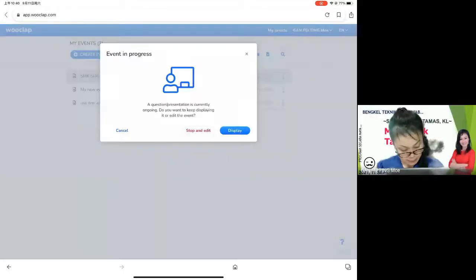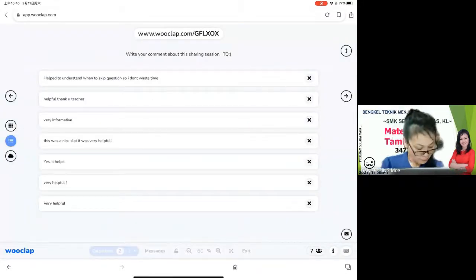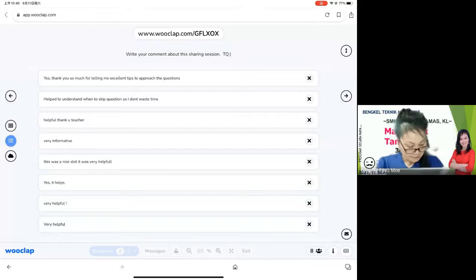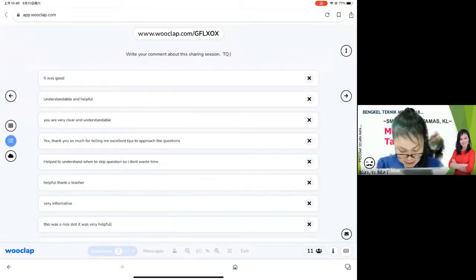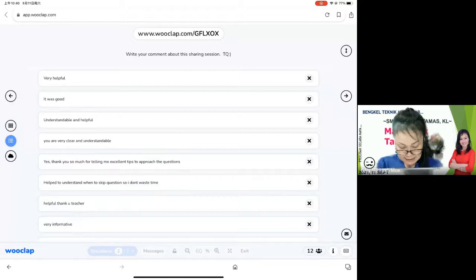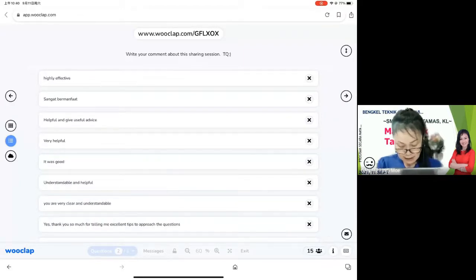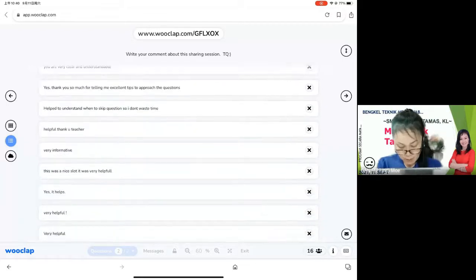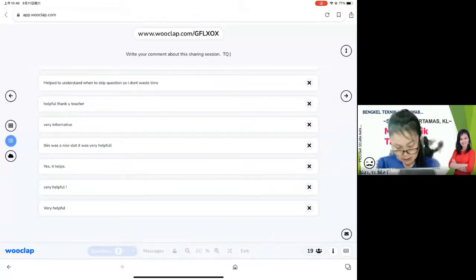This is in progress, then I display. So see, now I have only 7 responses. Okay, they're responding. Yes, thank you so much. Okay, telling me excellent tips to approach the question. You are very clear and understandable. Okay, it was good, helpful. Okay, sangat bermanfaat. Okay, semua positif ke? Tak ada yang negatif? Cikgu cakap dengan cepat ke?